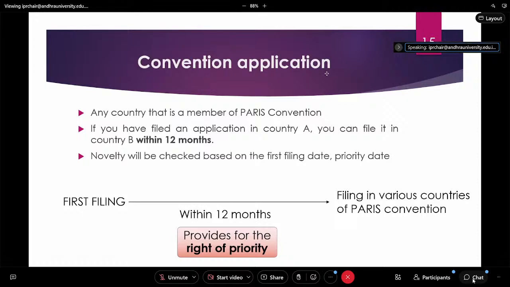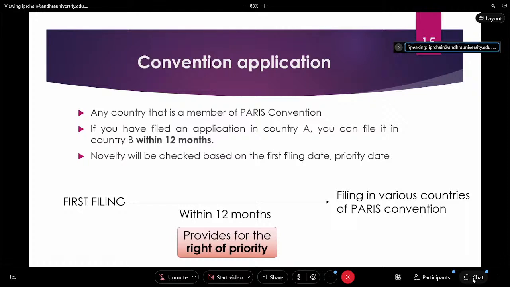Okay, so we will go to the next term, that is called convention application. Any country that is a member of Paris Convention will be called a convention country. If you have filed one application in country A, that is a convention country, you can file it in country B, that is again another convention country, within 12 months. So this 12 months of window time is very important in case of Patent Act.